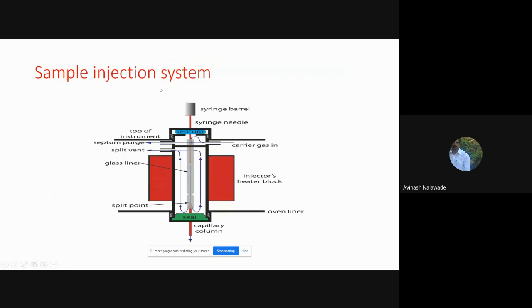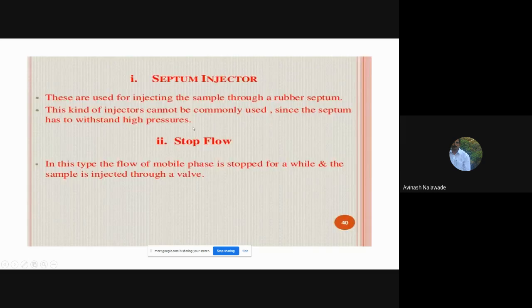आता सॅम्पल इंजेक्शन सिस्टीम इथं जो पाहताय तर हा सिरिंज बॅरल आहे. ओके, ही सिरिंज निडल आहे, and actually this is the particular point where we are injecting the sample, and that goes into the capillary column in this way. So this is how we can inject the sample by using the syringe system. Okay, so this is about the injection of the sample.